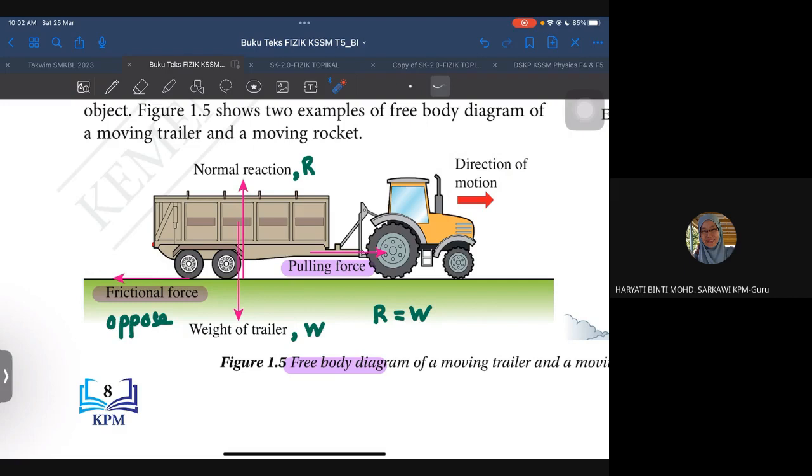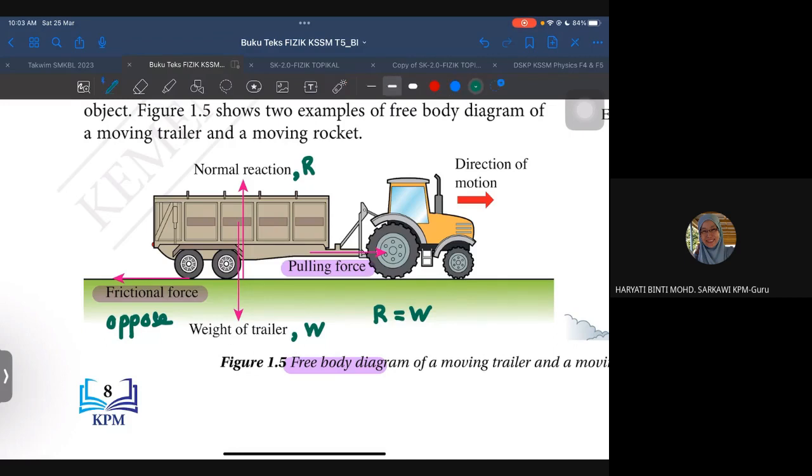Boleh? Now, if let's say the pulling force is more than the frictional force, which direction will the trailer move? To the right. This is just like tug of war just now. Okay, get that basic. If let's say the pulling force is the same as the frictional force, what will happen? Pulling force equal to frictional force. Will the trailer move? Not moving. Okay. From the knowledge that you have just now, that should be your answer, not moving.